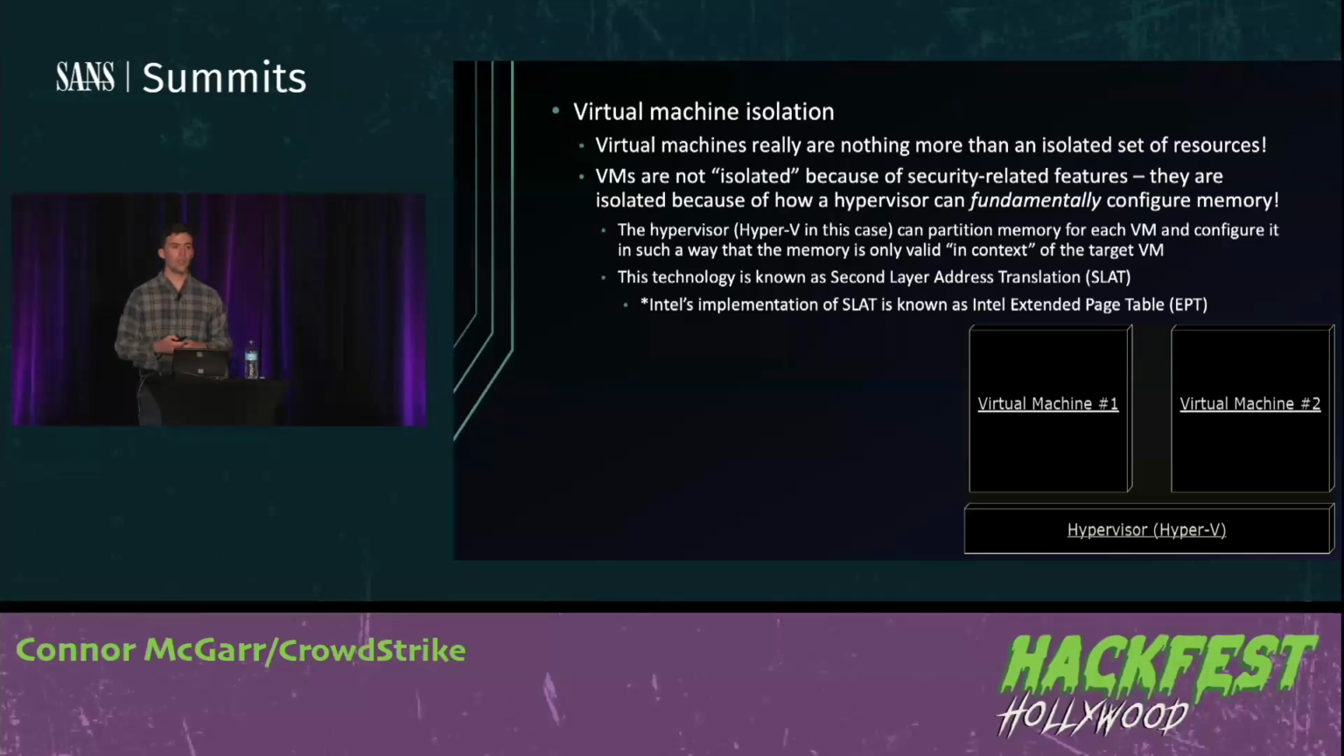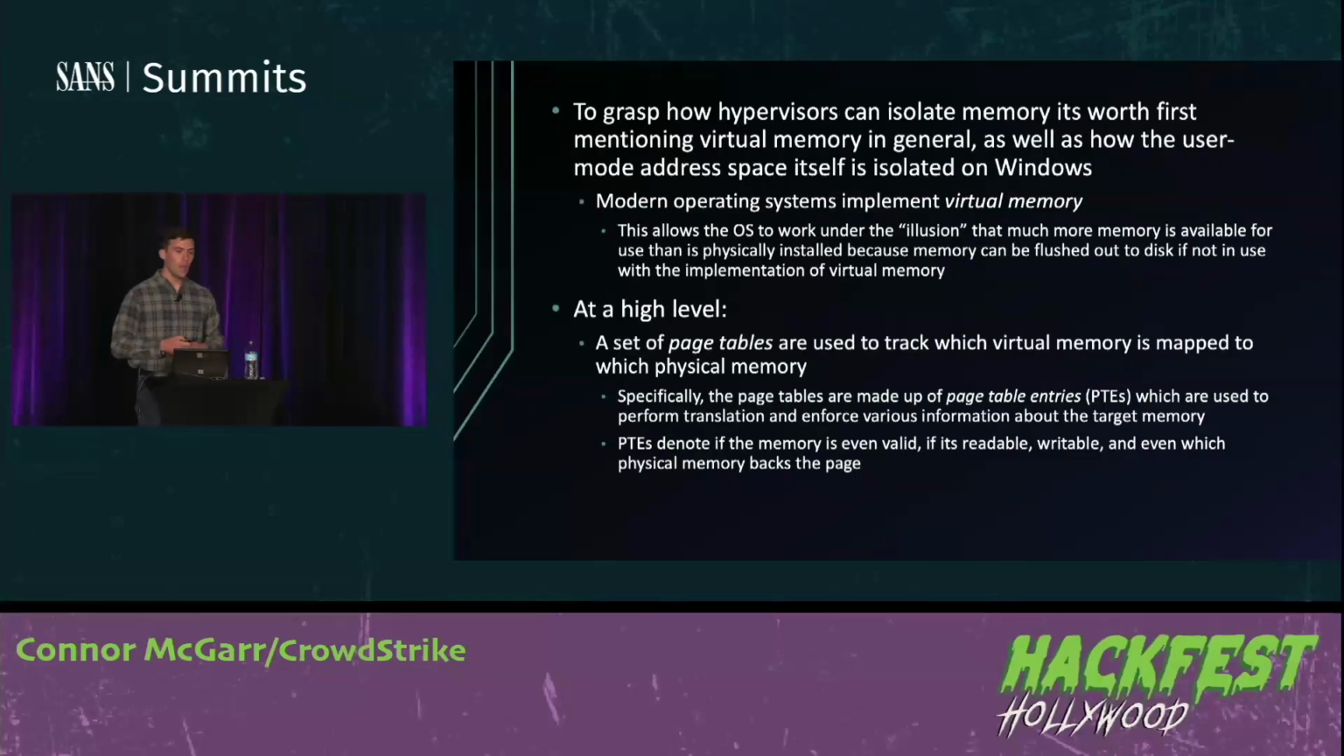So what happens is the hypervisor, in this case Hyper-V on Windows, can partition a virtual machine in its own physical address space and make that memory only valid in context of that VM. And that technology is known as second layer address translation, or SLAT. But in order to dive deeper into that, let's take 1 second to talk about virtual memory in general and how the user mode address space isolation works on Windows.